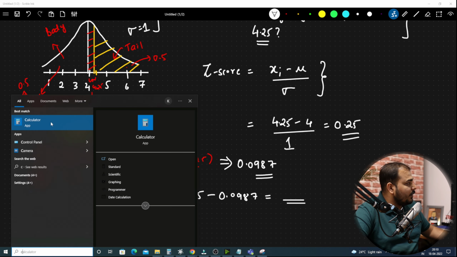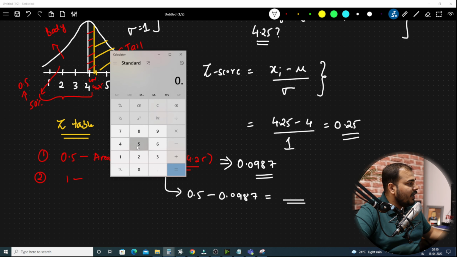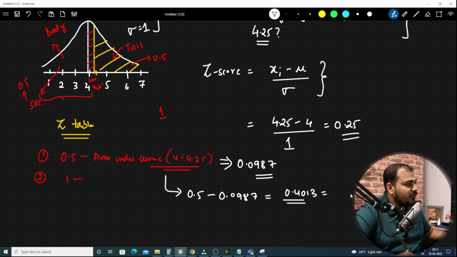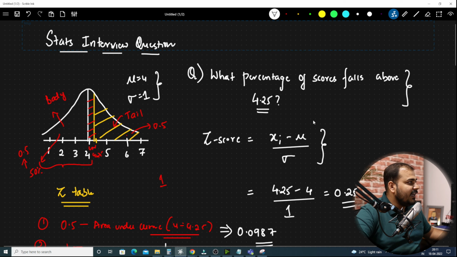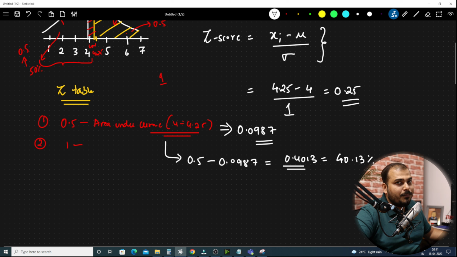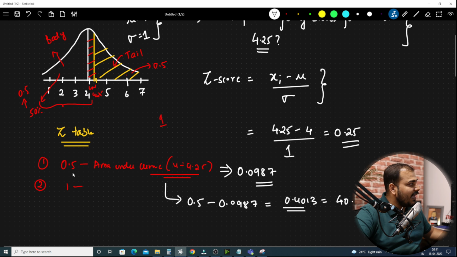Over here, I'll open the calculator. So it will be 0.5 minus 0.0987. Here you can see that I'm getting 0.4013, which is nothing but 40.13%. This basically indicates that the percentage of scores falling above 4.25 is 40.13%. Perfect.